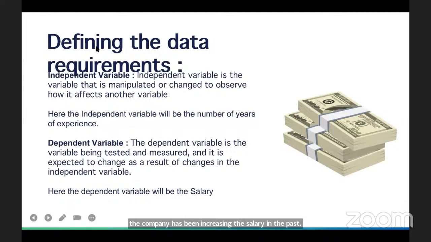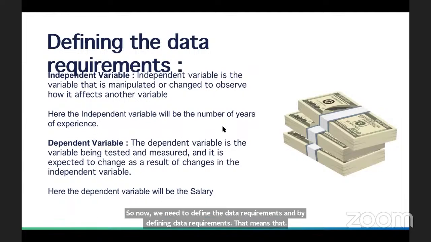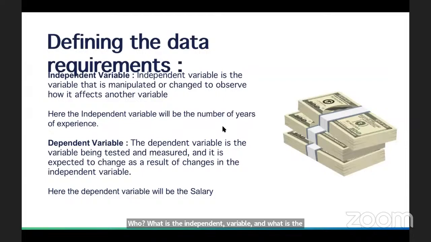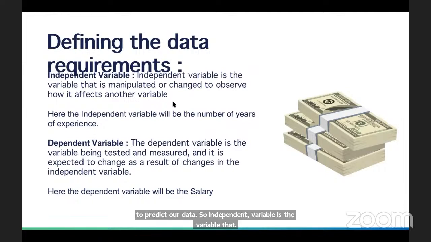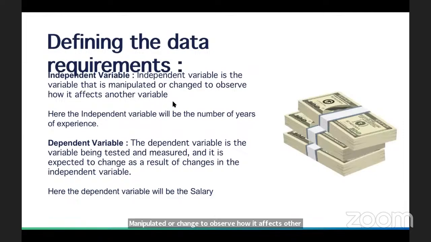Okay, so now we need to define the data requirements. By defining data requirements, I mean what is the independent variable and what is the variable that we need to have to predict our data. The independent variable is the variable that is manipulated or changed to observe how it affects another variable. In our example, years of experience is the independent variable because the value of the salary depends on the years of experience of an employee, right?